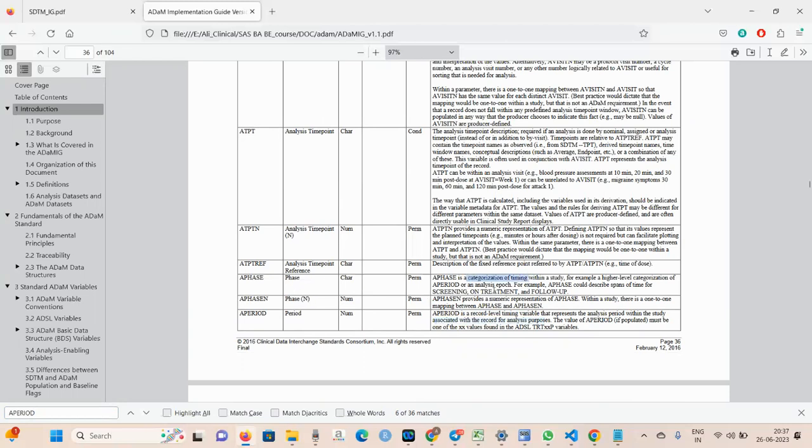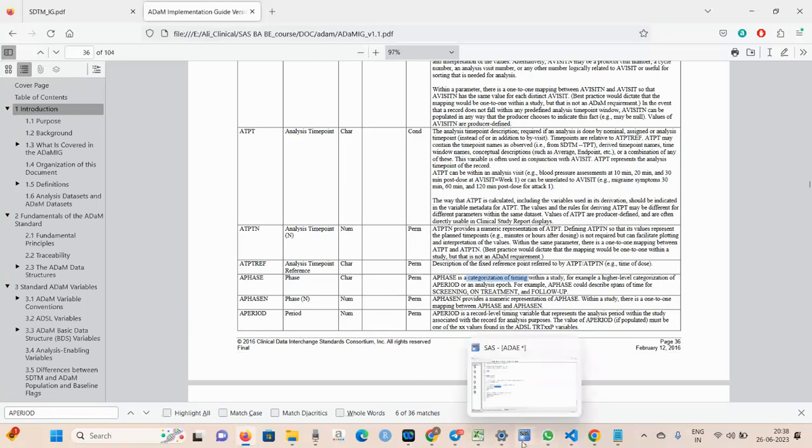So you have to understand this difference between A phase and A period. They usually ask in interviews what is the A period and what is A phase. Most people will ask you. But you can check the permissible definition for the CDISC. The A phase could be the span of time: screening, treatment, or follow-up.